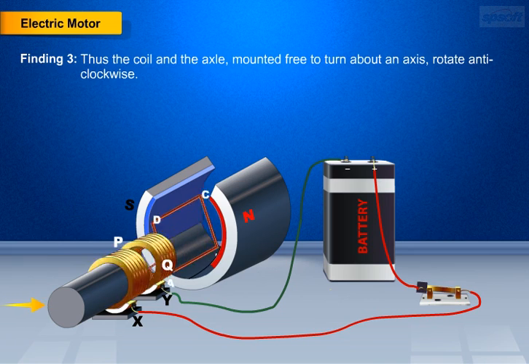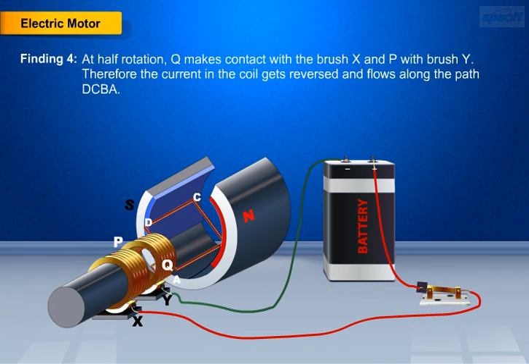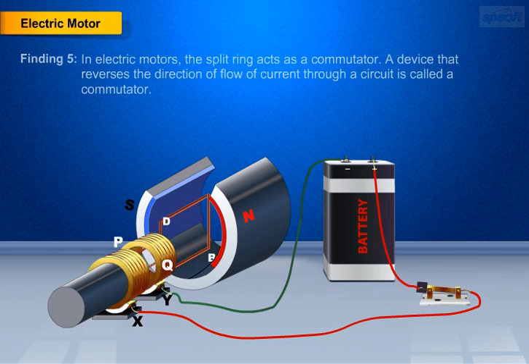The third finding is, the coil and the axle, mounted free to turn about an axis, rotate anti-clockwise. The fourth finding is, at half rotation, Q makes contact with the brush X, and P with brush Y. Therefore the current in the coil gets reversed and flows along the path DCBA. The fifth finding is, in electric motors, the split ring acts as a commutator. A device that reverses the direction of flow of current through a circuit is called a commutator.